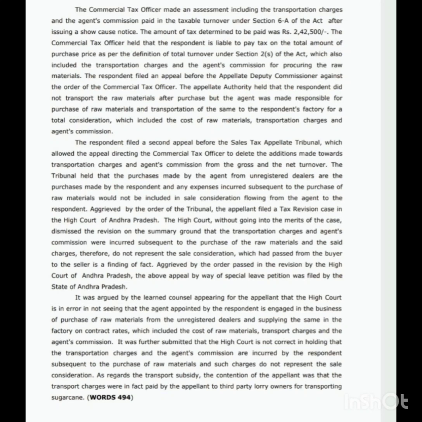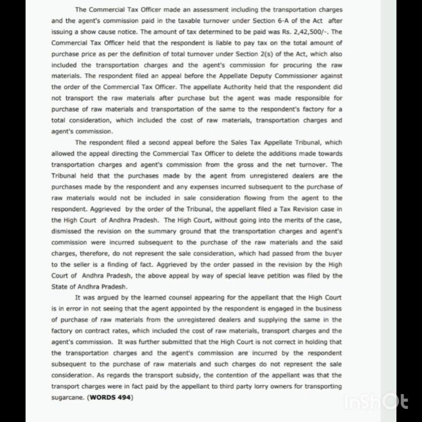The respondent filed a second appeal before the Sales Tax Appellate Tribunal, which allowed the appeal, directing the commercial tax officer to delete the additions made towards transportation charges and agent's commission from the gross and the net turnover. The tribunal held that the purchases made by the agent from unregistered dealers are the purchases made by the respondent, and any expenses incurred subsequent to the purchase of raw materials would not be included in sale consideration flowing from the agent to the respondent.